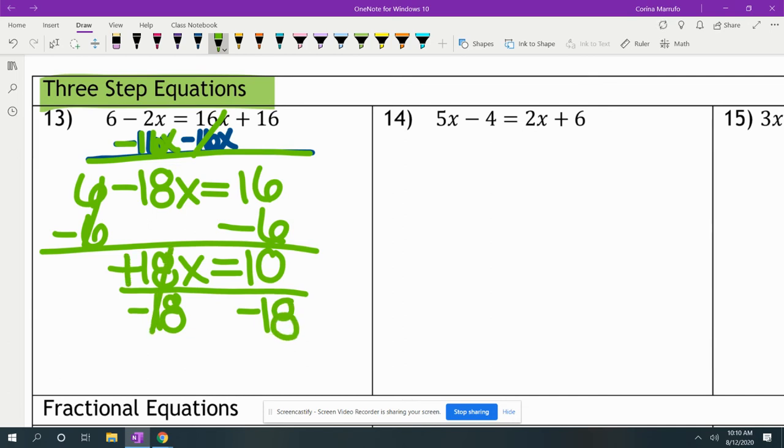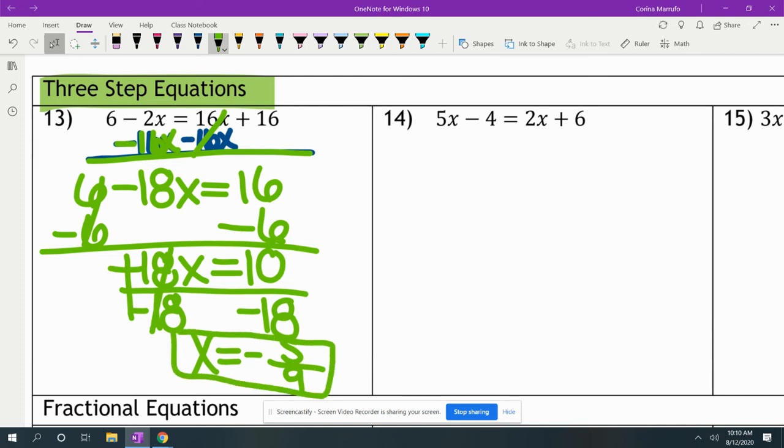These 18s cancel out. The two negatives make a positive, so here we have a positive x, and then 10 divided by -18. Now we can simplify it. We can't divide them, but we can simplify that as a fraction. So you can divide 10 by 2, and that gives you 5. And you can divide 18 by 2, and that gives us 9. So it's -5 over 9.